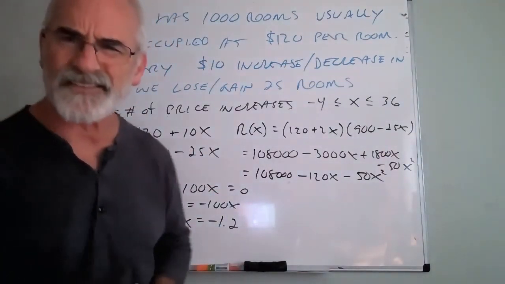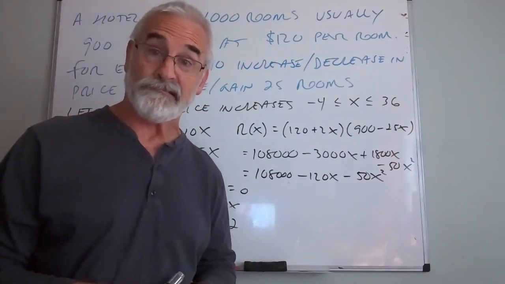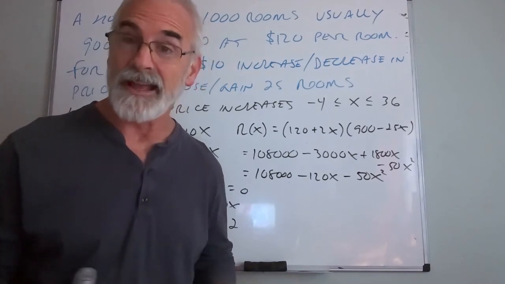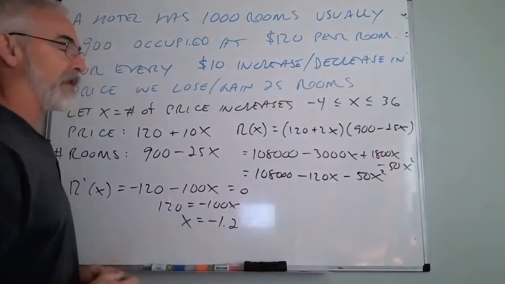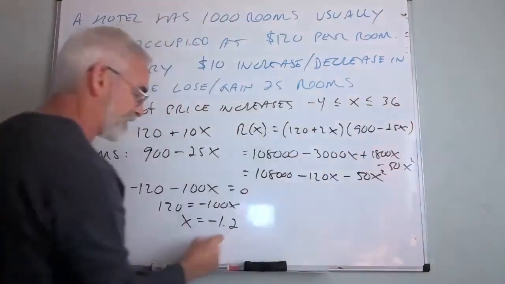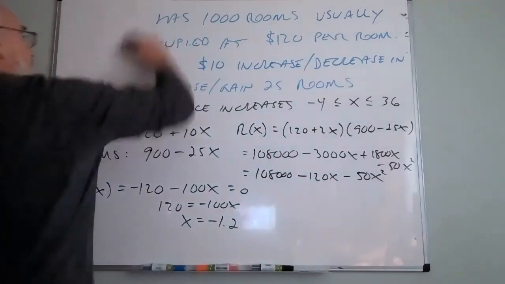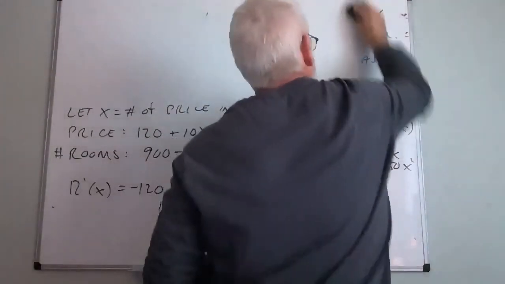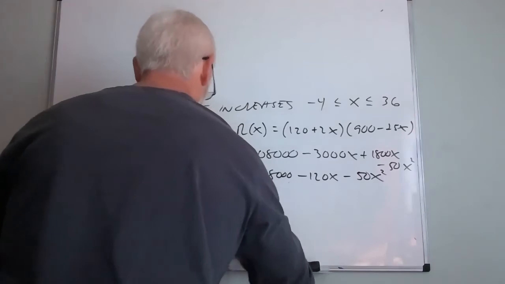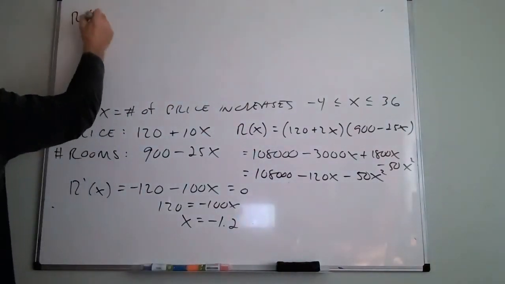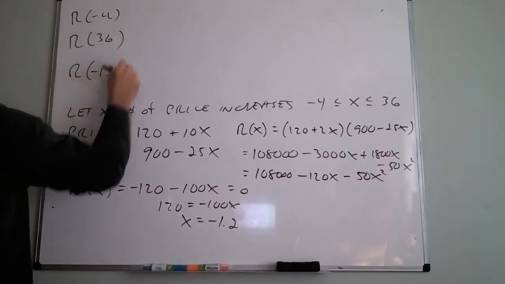Now, is that the best case scenario? Or is it possible that's the worst case scenario? Ooh, I don't know. I need to test. And how do I test? I go with the extreme value theorem. I test the endpoints and I test that value. So I'm going to test -4, +36, and -1.2. This will tell me. Now I need to erase some of this. Okay, so R of -4, R of 36, R of -1.2.